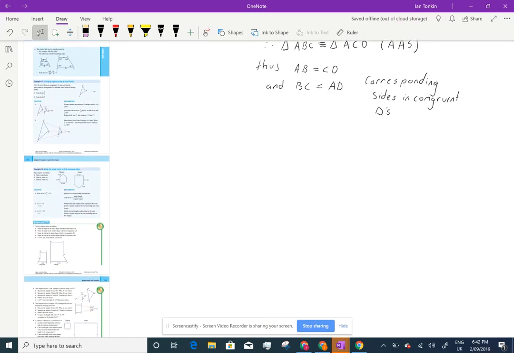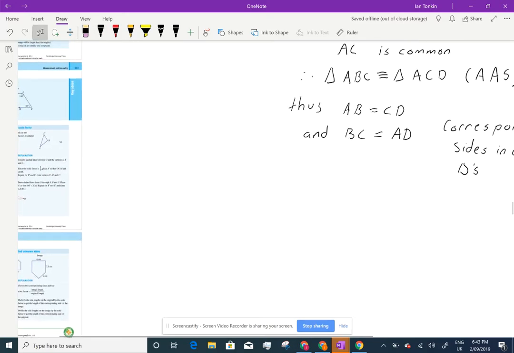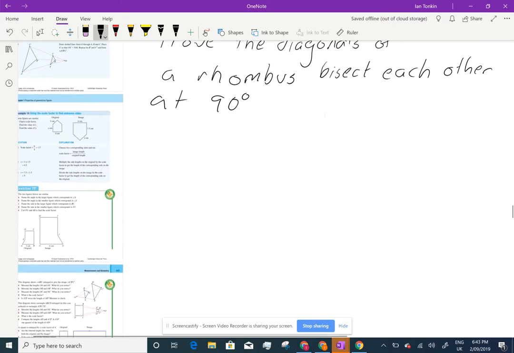The final one. You go and have a go at it yourself, but we need to try and prove the diagonals of a rhombus bisect each other at 90 degrees. We'll draw our rhombus.